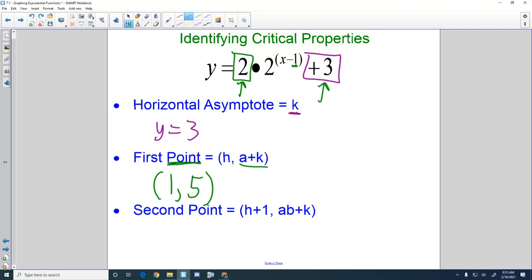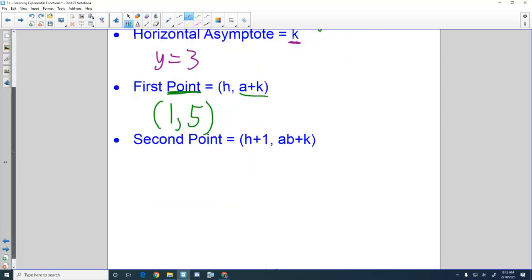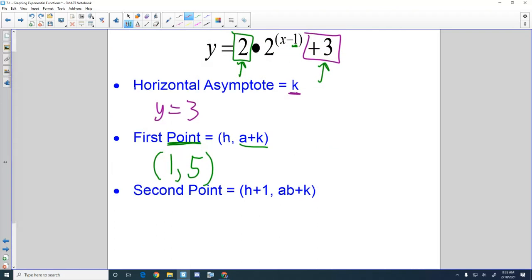And finally, that second point that you need to plot to get the true curvature of that exponential function. This second point is always going to be just 1 unit to the right of the first point. So if my first point is at 1, the next point will be 2. You just go to the right 1 unit. Okay, every time. You're just going, what's the next point over? As if you're doing a T-chart.